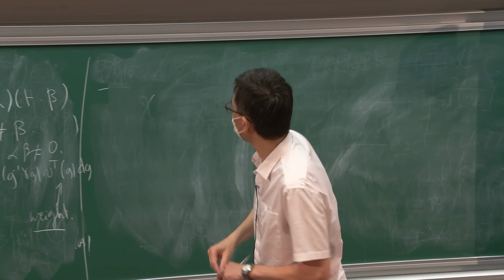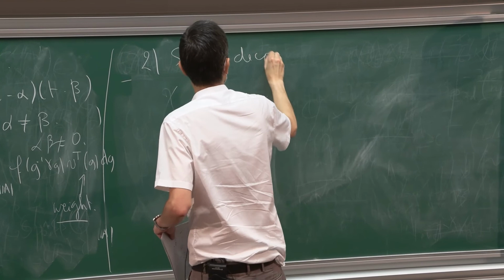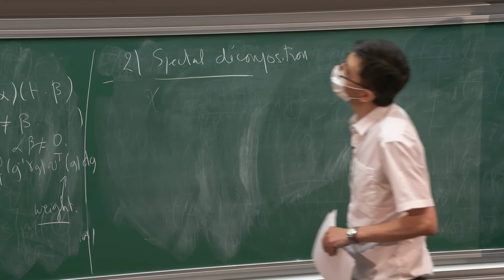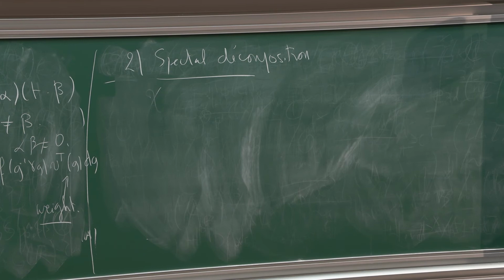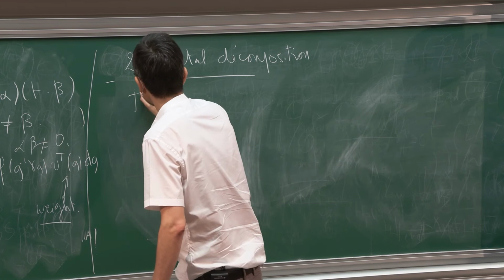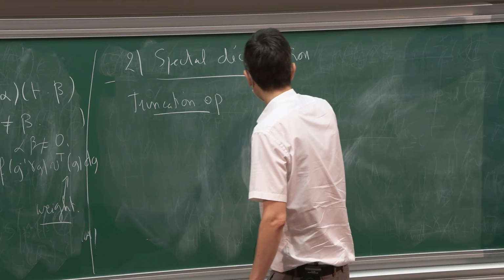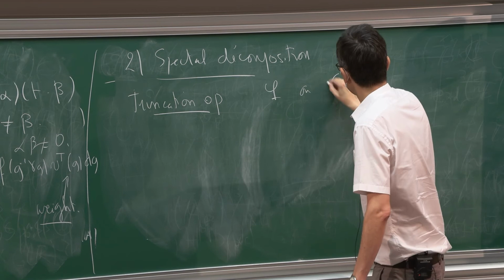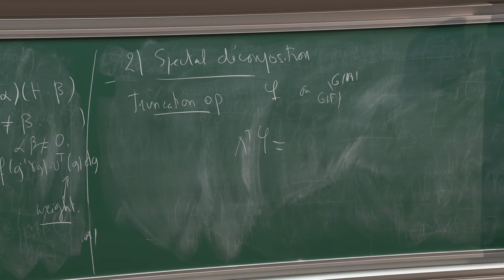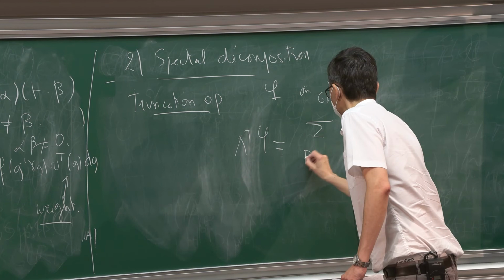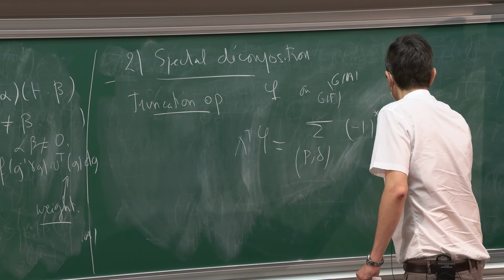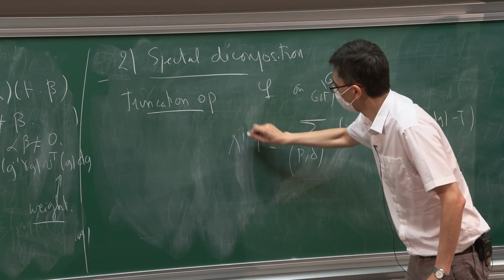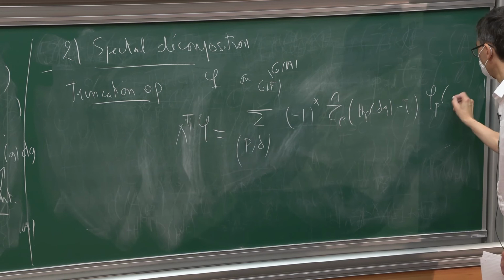And for the spectral decomposition, in fact, you compare the modified kernel with a truncated kernel, with the truncated operator, so the truncation operator. So the truncation operator, you start from a function on G(F)\G(A), and you use a similar function. You sum over all pairs (P, δ), with the alternating sum of the τ-hat as before. So it depends on the same parameter T. And here you replace φ by the constant term of φ.